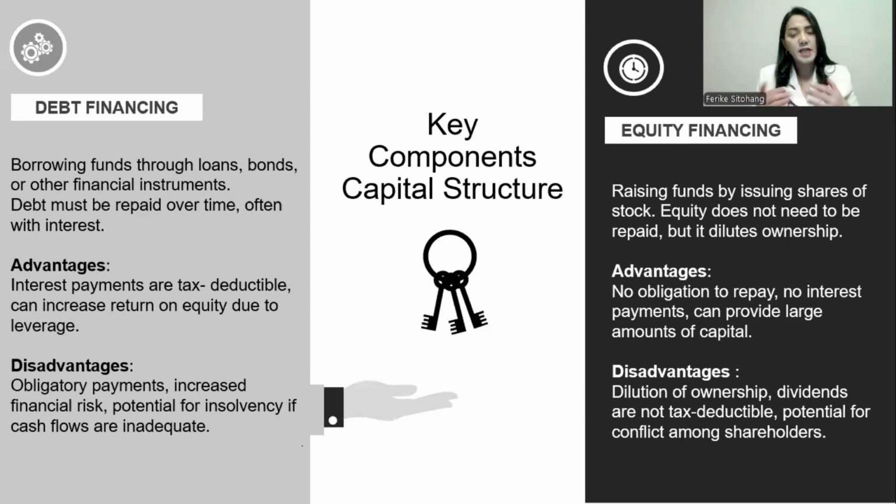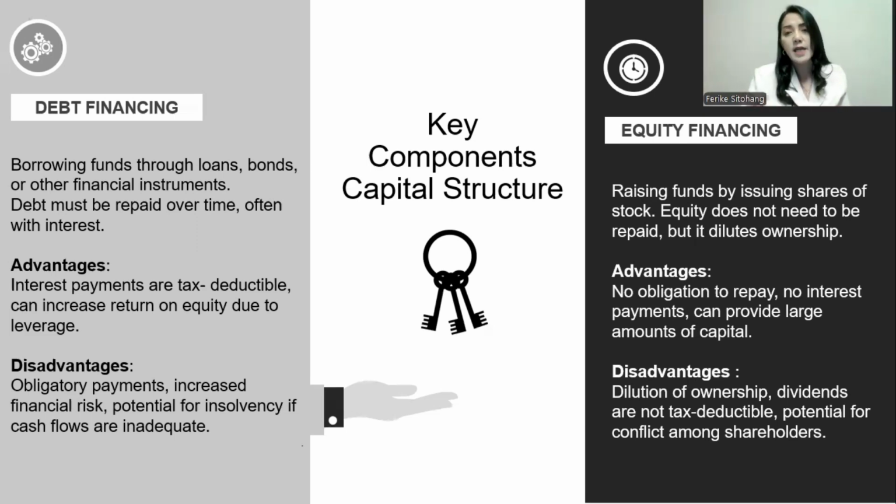So what are the key components of the capital structure? The first is debt financing. Debt financing is about borrowing funds from loans, bonds, and other financial instruments, which must be repaid over time, often with interest. The advantages of debt financing are that interest payments are tax deductible and it can increase return on equity due to leverage. On the other hand, the disadvantages are that it is obligatory payments, which increase financial risk, with potential for insolvency if cash flows are inadequate.